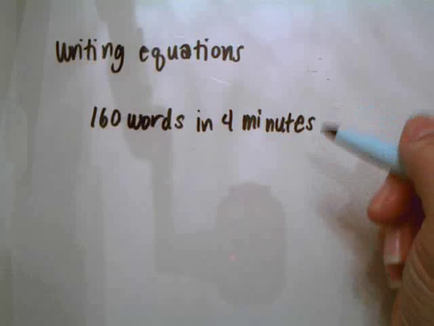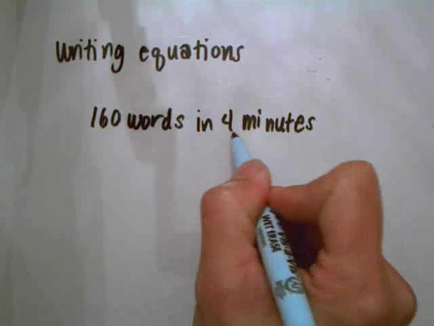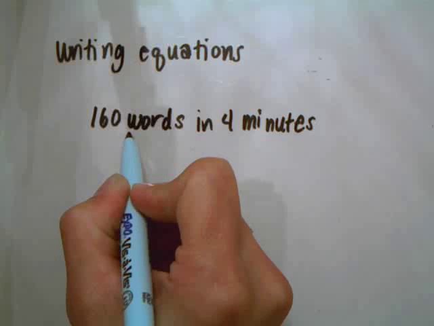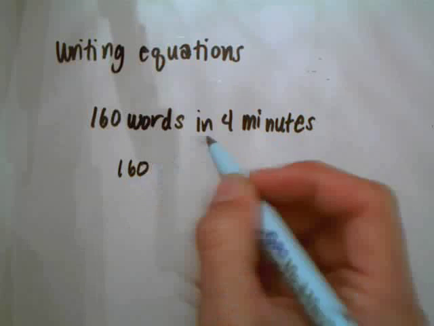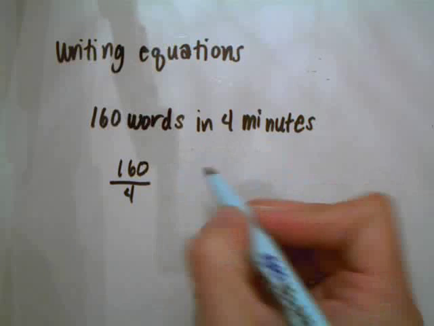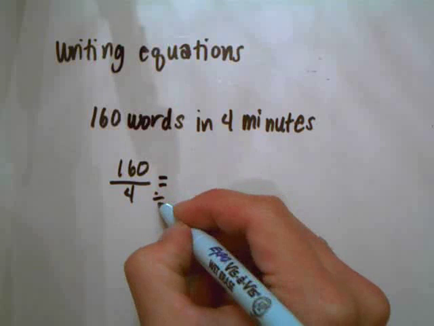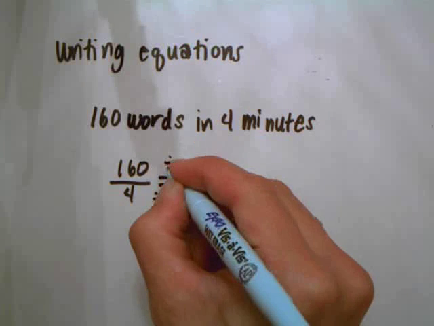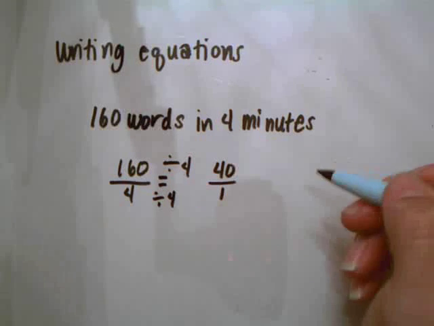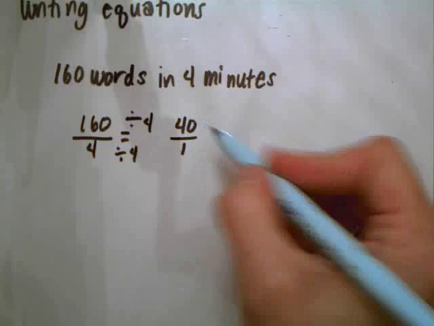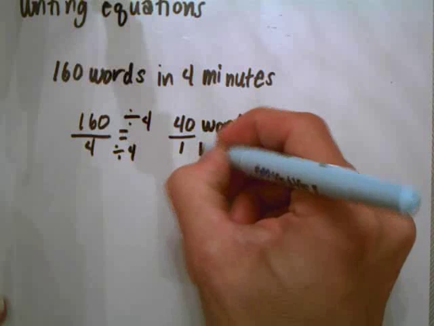When I get the unit rate or the rate of proportionality, what I'm really doing is getting this down to how many words I can type in 1 minute. So I'm just going to divide 160 words in 4 minutes. I'm going to get this down to a 1. How am I going to do that? I'm going to divide by 4 on the top and the bottom. And what I'm going to get is 40 words in 1 minute. That's what we got in the last video. So how do we go from there? It's 40 words in 1 minute.